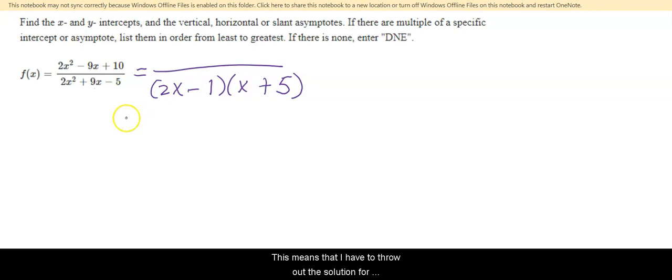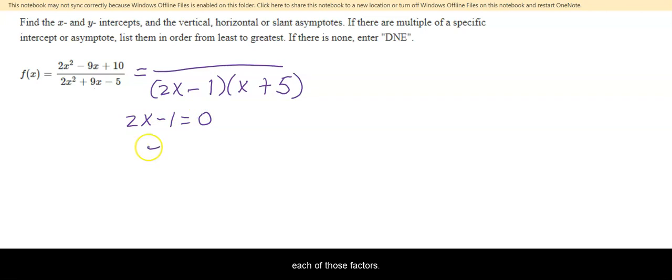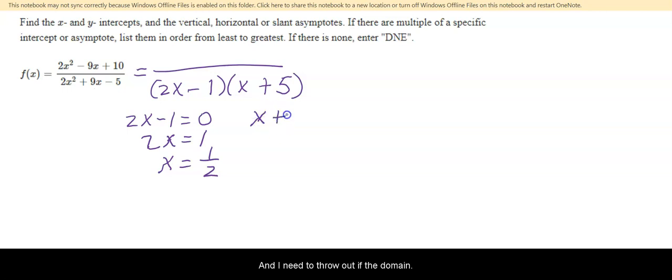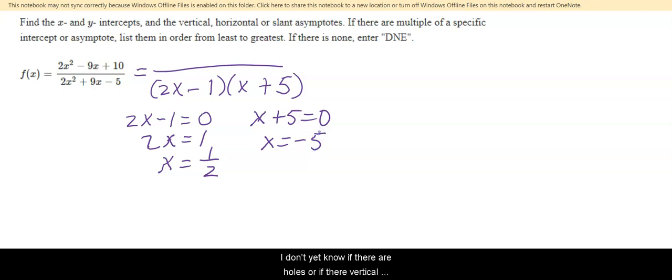This means that I have to throw out the solution for each of those factors. That means that first I need to throw out of the domain x equal 1/2, and I need to throw out of the domain x equal negative 5. I don't yet know if they're holes or if they're vertical asymptotes until I fully factor the numerator.